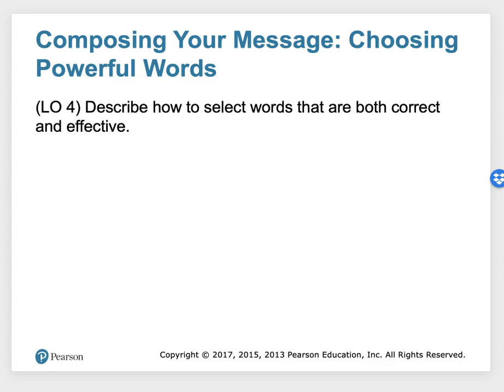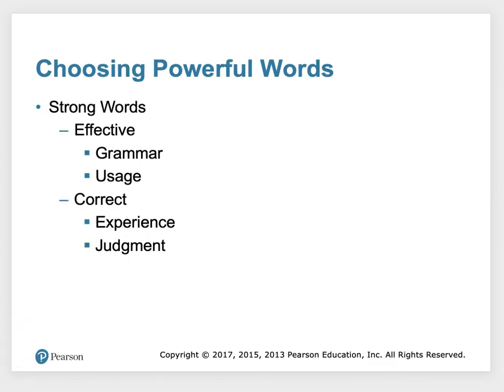Learning objective number 4 is to describe how to select words that are both correct and effective. In looking at choosing words, we have finally moved to the second point under our second step of writing, and that is composing our message.